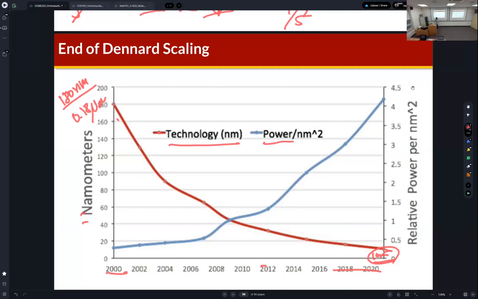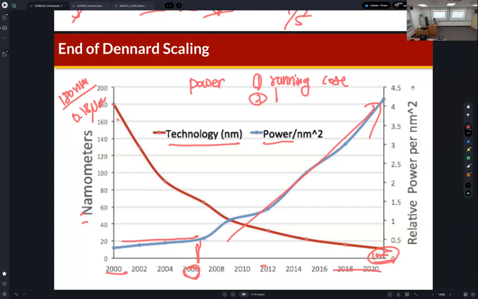But by Dennard scaling, the power density should be flat. It was true until 2006, but as you can see, the power density increases. Okay, it's a critical problem. Power is a critical problem. Firstly, power is related to running cost. Electric power is consumed and we need to pay for this consumed electric power. So this is the running cost.